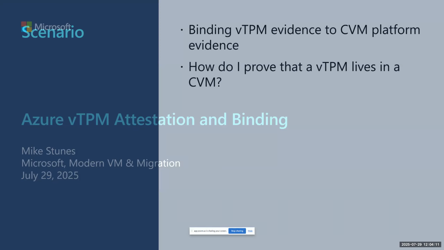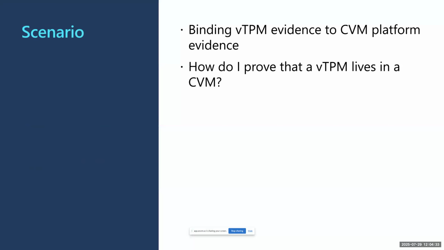I've framed this talk around the following: we have a vTPM. We can use the TPM and keys in the TPM to make claims about the state of what's going on in our confidential VM. So how do we actually prove things about that at the confidential VM layer itself? Before I get into that, I'd like to give a little background, especially about the relevant bits of the Azure stack, so we're all on the same page and know how these things are implemented.